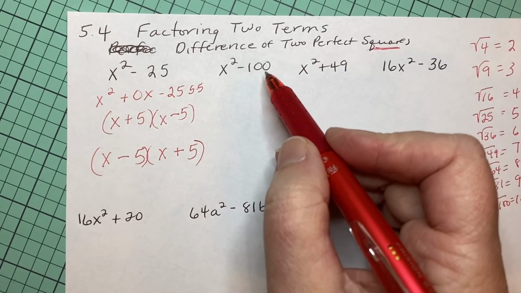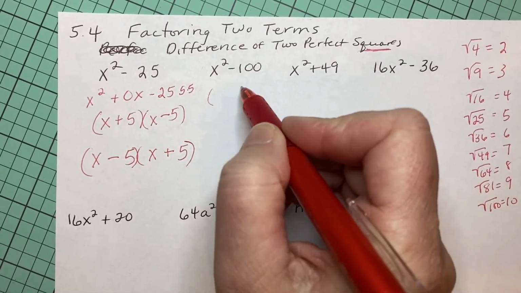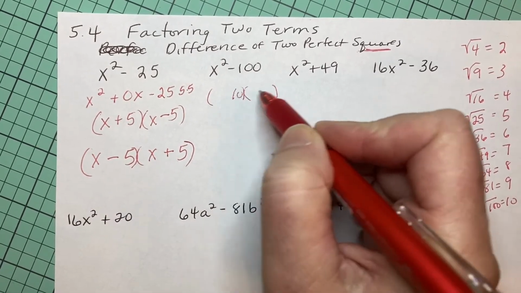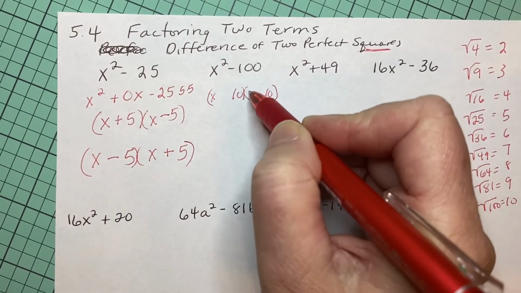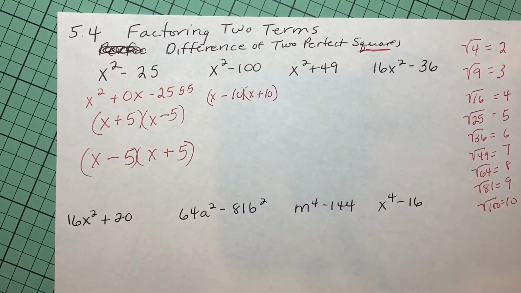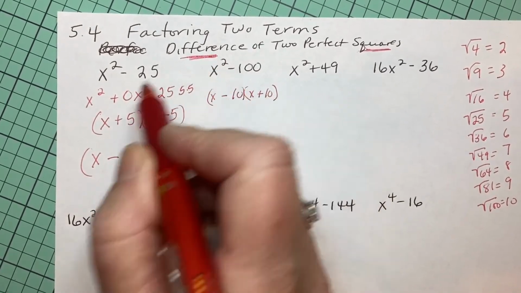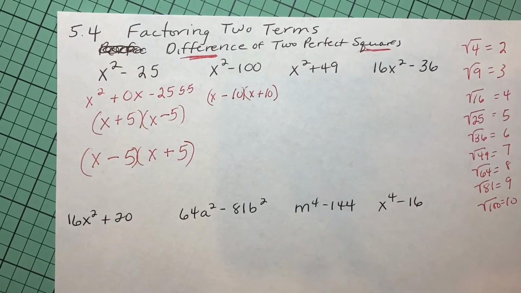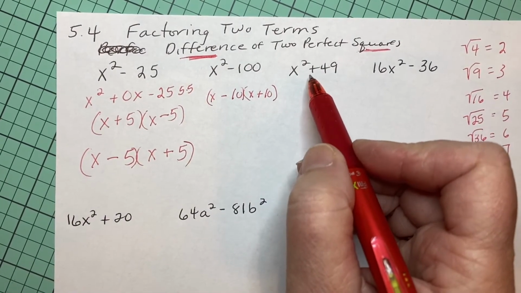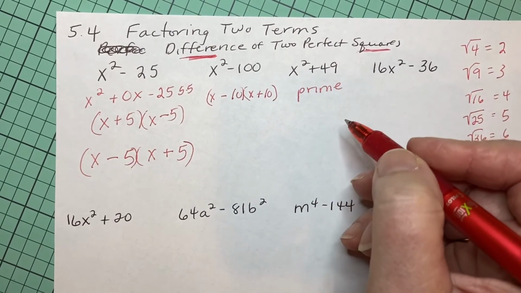So in this one, the square root of 100 is 10. So we're going to do our 2 parentheses, our 10 and our 10, our x and our x, make one of them negative and one of them positive. It's easy as that. Now the problem with this though is this says the difference of 2 perfect squares. If it's a plus right there, it won't work. This answer is prime. But let me show you why.